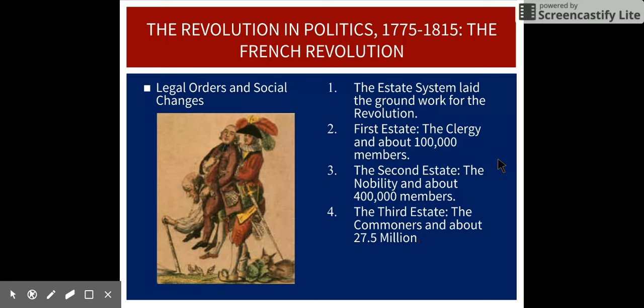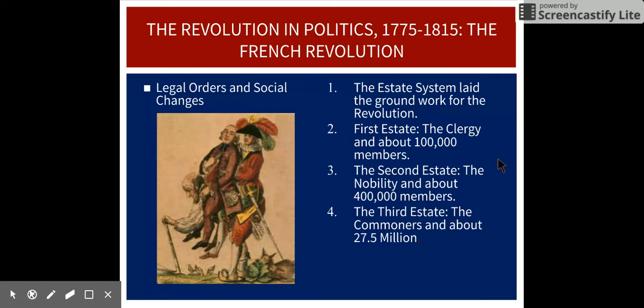When we look at the estate system, just a reminder, you have to keep in mind the first estate is the members of the church, the clergy. The second estate is the nobility, and the third estate is everyone else. And the third estate is the most indistinguishable estate. It's made up of a lot of different people.